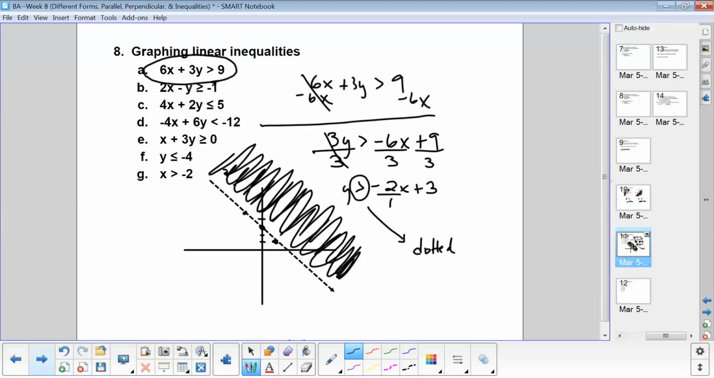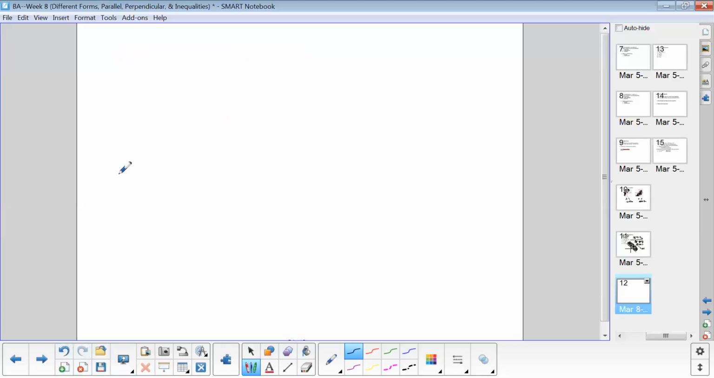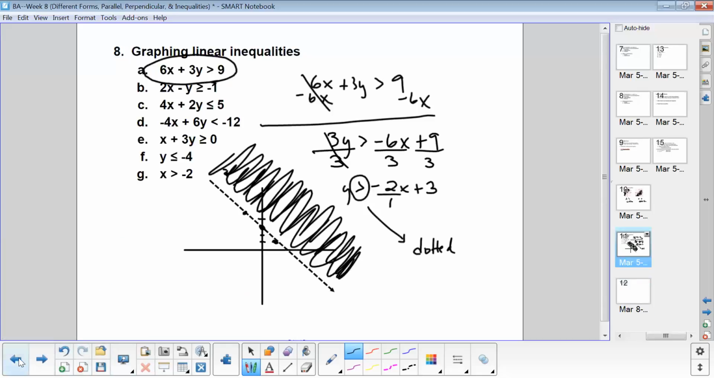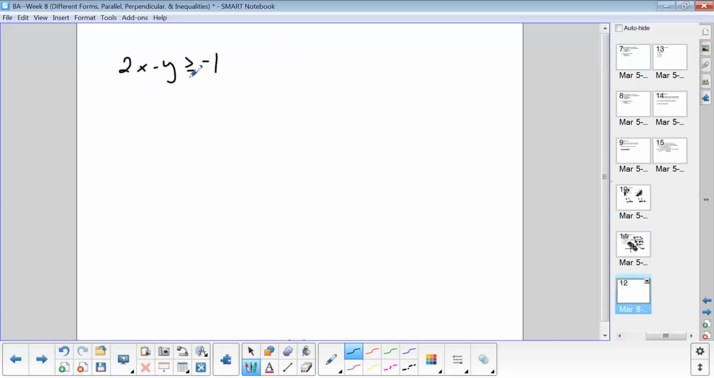So if we go to a new one, 2x minus y is greater than or equal to negative 1. We're looking at part B. Just by looking at the inequality and seeing that you have the greater than or equal to, you know it's going to be a solid line when you graph the inequality.